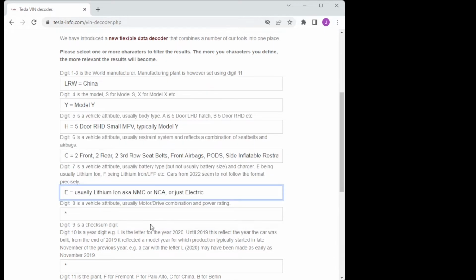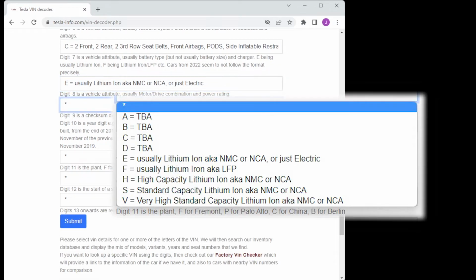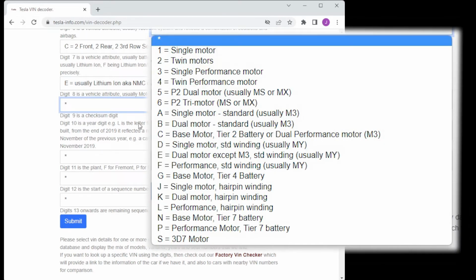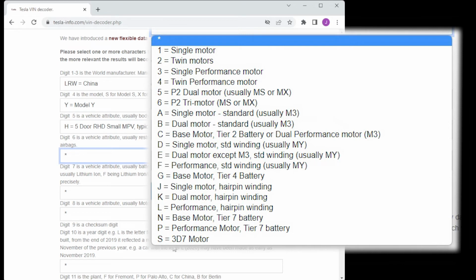The seventh digit is the battery type, and this used to be a fairly good way of understanding whether it's an LFP car or a lithium ion battery. And we've actually found a couple of cars come through with an oddball VIN here, so it's not 100% guaranteed. The eighth digit is the motor or motors in the car, and can reveal whether it's a performance car, whether it has hairpin windings, and so on and so forth. And so actually it's quite an important letter within the VIN.